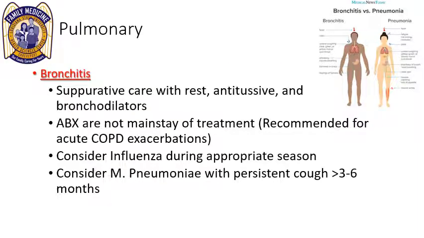So bronchitis and pneumonia are very different. With bronchitis, supportive care with rest and an antitussive with bronchodilators will do the trick. You're not going to give them antibiotics, although if they do have an acute COPD exacerbation that warrants it, then you're going to possibly consider antibiotics. You're going to consider influenza if it's during the flu season, and if it's within 48 hours, you're going to give them Tamiflu. And you're going to consider Moraxella pneumonia if they have persistent cough greater than 3 to 6 months. Now that would be walking pneumonia. You're going to treat those with doxycycline.